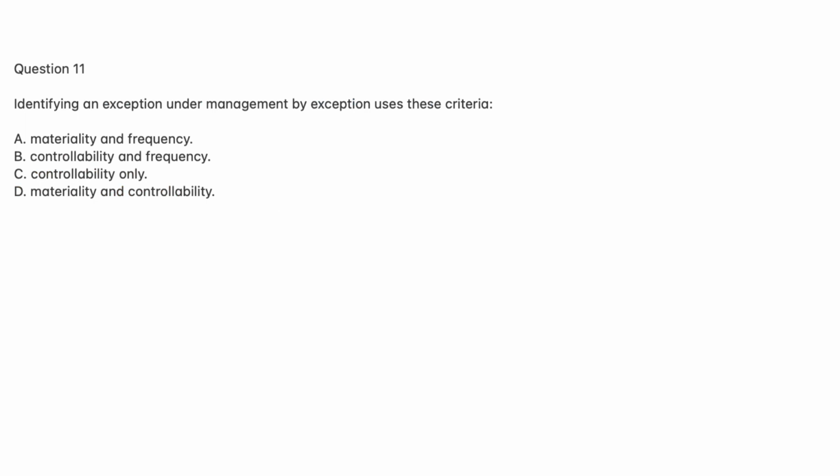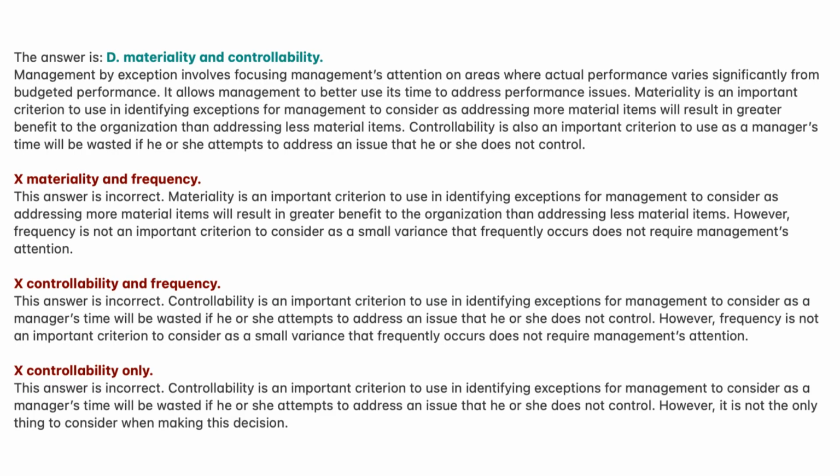Question 11. Identifying an exception under management by exception uses these criteria. A. Materiality and frequency. B. Controllability and frequency. C. Controllability only. D. Materiality and controllability. The answer is D. Materiality and controllability. Management by exception involves focusing management's attention on areas where actual performance varies significantly from budgeted performance.